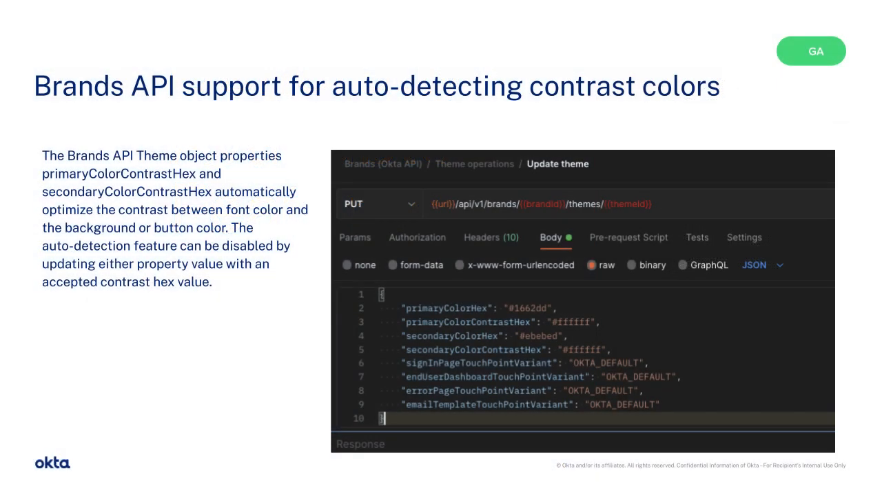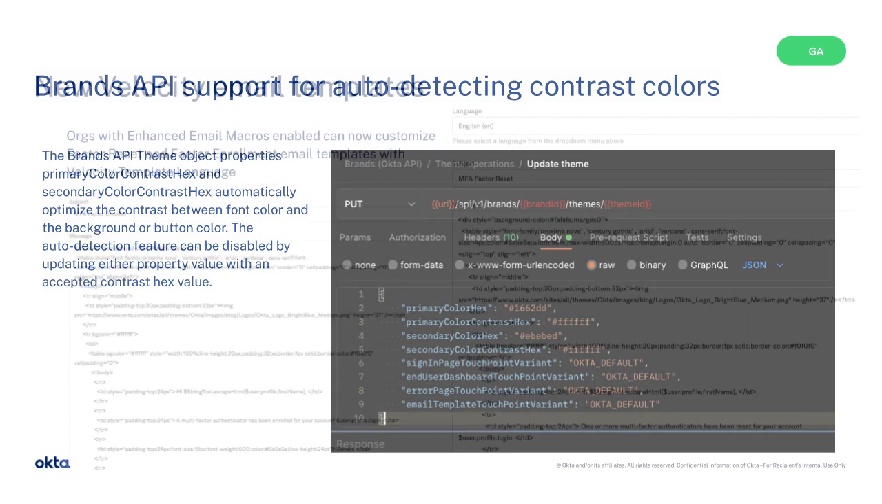The brand's API theme object properties, primary color contrast hex and secondary color contrast hex, automatically optimize the contrast between font color and the background or button color. The auto detection feature can be disabled by updating either property value with an accepted contrast hex value.